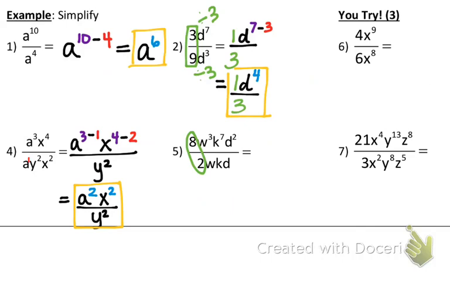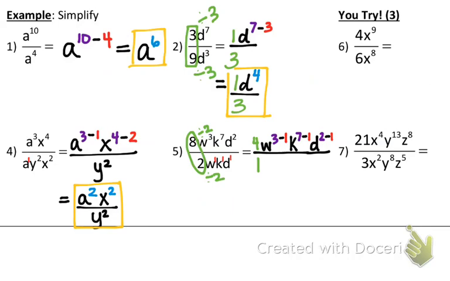And in our last example, again, we have 8 divided by 2. Both of those can be divided by 2 and simplify to 4 over 1. So we simplified our coefficient. Now let's move into our variables. So w cubed minus 1, because our w on the bottom has an exponent of 1, we have our k to the 7th minus k to the 1st, and d squared minus d to the 1st.